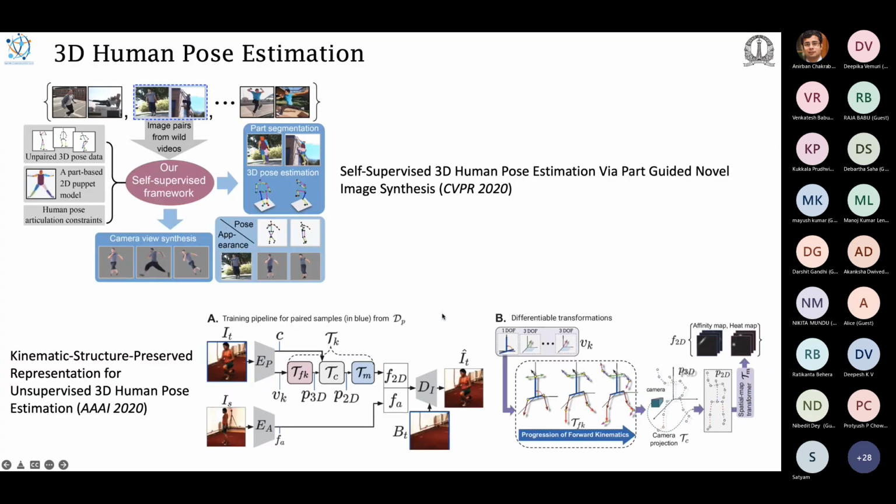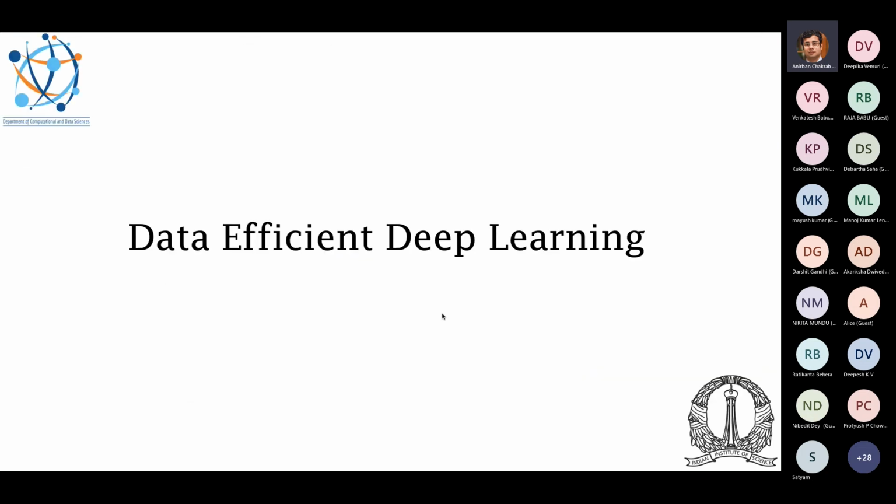I would not talk about this because this is again some work which we have done in collaboration with Professor Venkatesh Babu's group, which is in the area of unsupervised or weakly supervised 3D human pose estimation from single images, basically, right? You already know some of them from the previous talk. So this is one area which we are really excited about.